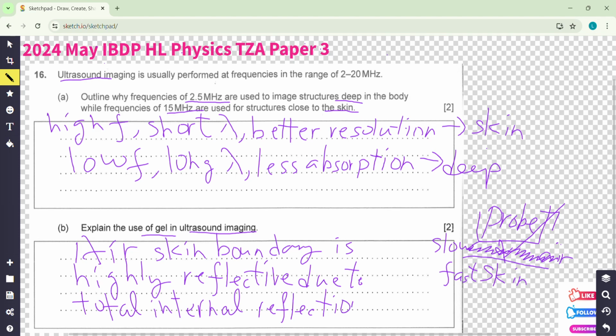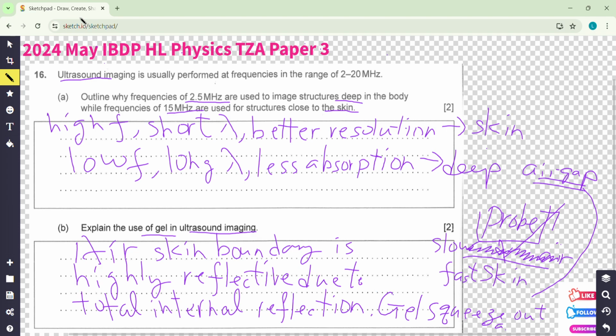And then say what is the use of the gel. The gel squeezes out the air gap. Okay, you can say squeeze out the air gap. You have to explain what the problem of the air gap is and then what the use of the gel is.